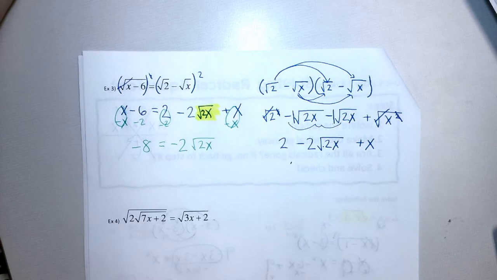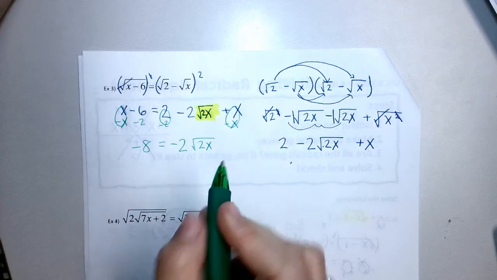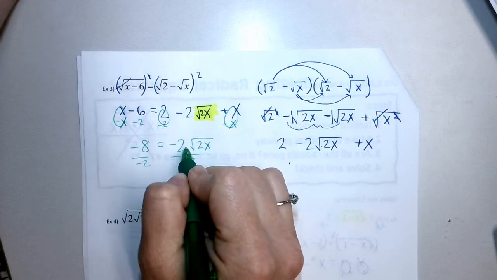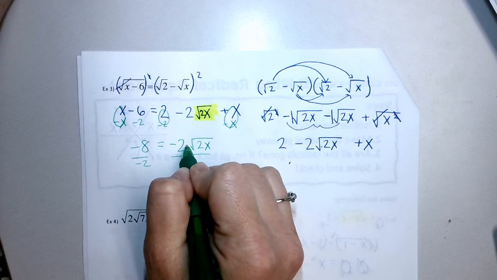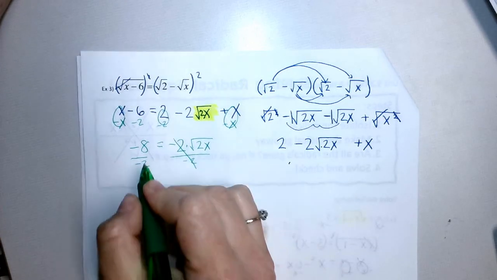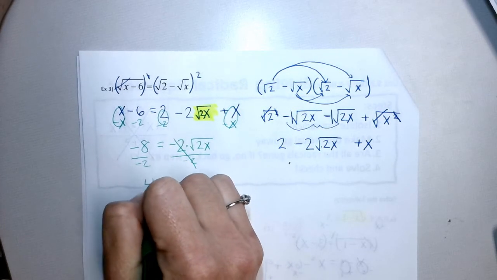Now, what do I still have to get rid of? That negative 2. How do I get rid of that? Divide by negative 2? Divide both sides by negative 2. Because there's no plus or minus in the middle, that means this is multiplying. The opposite of multiplication is division. So those cancel. What's negative 8 divided by negative 2? Positive 4.